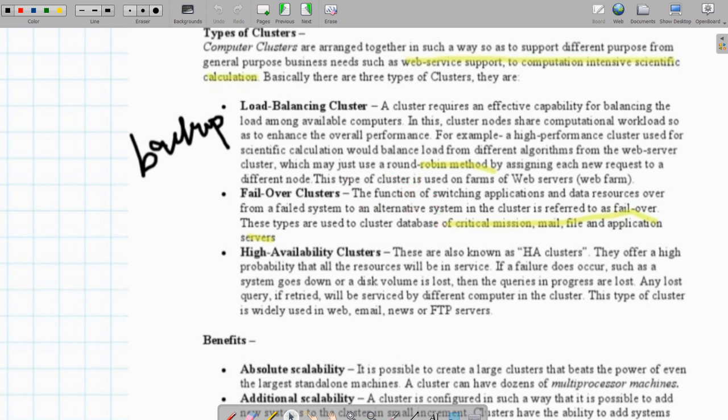Last one is high availability clusters. These are known as high availability clusters because they offer a high probability that all the resources will be in service. If a failure does occur, such as a system goes down or a disk volume is lost, then the queries in progress are lost. Any lost query, if retried, will be serviced by a different computer in the cluster. This type of cluster is widely used in web, email, news, or FTP servers.